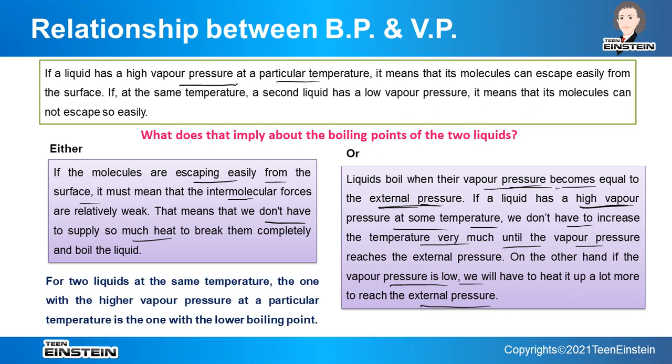So the main conclusion is that for two liquids at the same temperature, the one with the higher vapor pressure is the one having the lower boiling point. So these two are reverse. If only a single component is there, there is no question, because the discussion is all about comparison. We are comparing two components because it is a binary mixture. If one has a higher vapor pressure than the other, then it will have the lower boiling point among these two components. So this is the answer to the question, what does that imply about the boiling point of the two liquids? This is the implication.